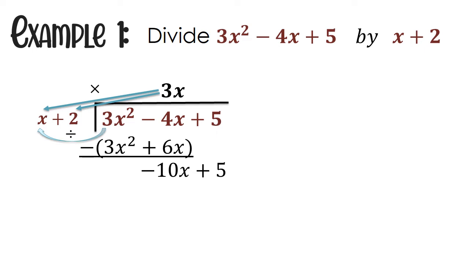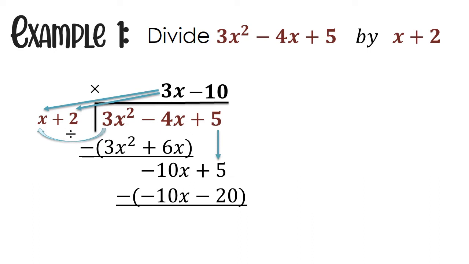Negative 10x divided by x is negative 10. And then again multiply. Negative 10 times x plus 2 is negative 10x minus 20. Again, subtract. Negative 10x minus negative 10x is 0. 5 minus negative 20 is 25. Now, as you can see, 25 cannot be divided by x plus 2. So, 25 is our remainder. So, the final answer is 3x minus 10 with a remainder of 25.